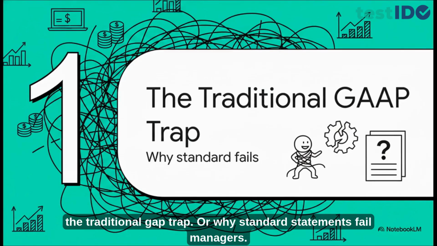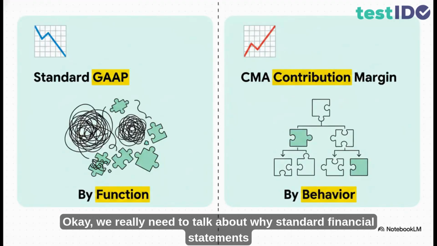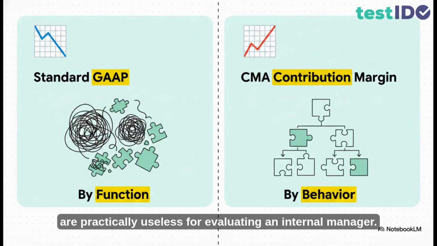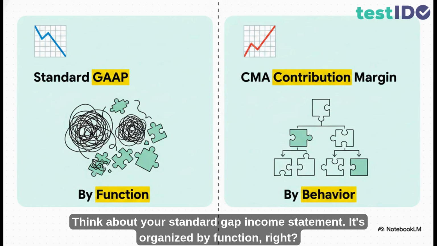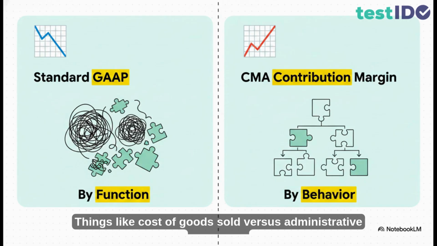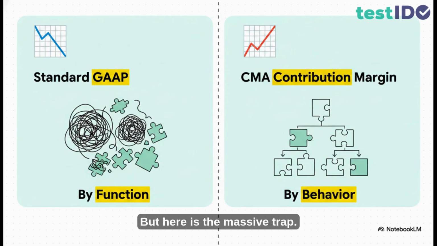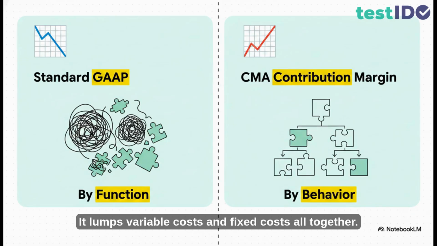Section 1. The traditional gap trap, or why standard statements fail managers. Okay, we really need to talk about why standard financial statements are practically useless for evaluating an internal manager. Think about your standard GAAP income statement. It's organized by function, right? Things like cost of goods sold versus administrative expenses. But here is the massive trap. It lumps variable costs and fixed costs all together.